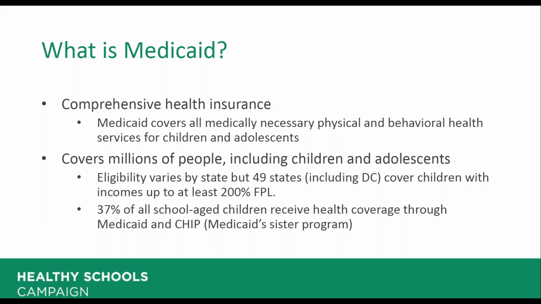So it's really comprehensive and robust. Medicaid eligibility varies by state. States have a lot of flexibility in who is eligible, but 49 states, including DC, cover kids at least up to 200% of poverty. And many states go way above that. 19 states cover kids up to 300% of poverty. Only 2 states limit kids' eligibility below 200%. So it has broad and deep coverage for a number of low-income and working families.